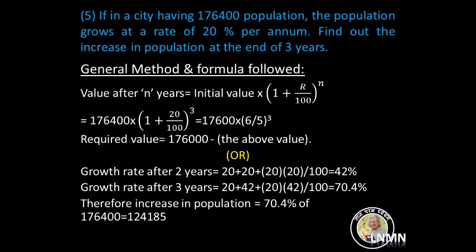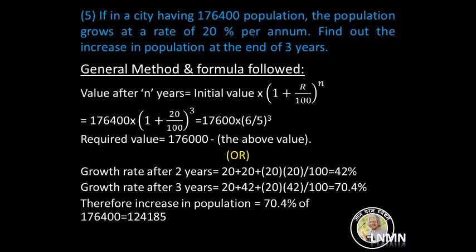If in a city having 1,76,400 population, the population grows at a rate of 20% per annum. Find out the increase in the population at the end of 3 years. They are not asking how much is the population at the end of 3 years. They are asking how much is the increase in population at the end of 3 years.